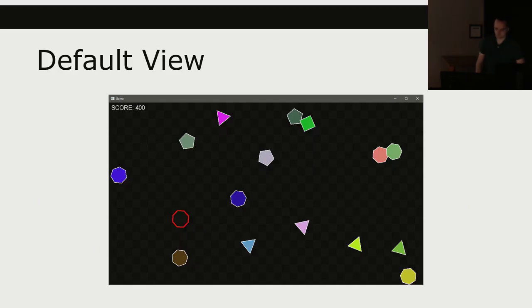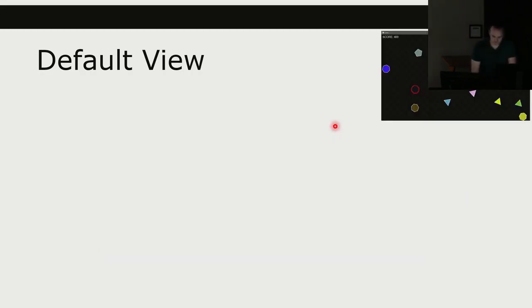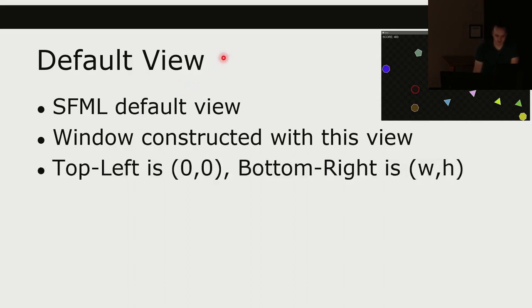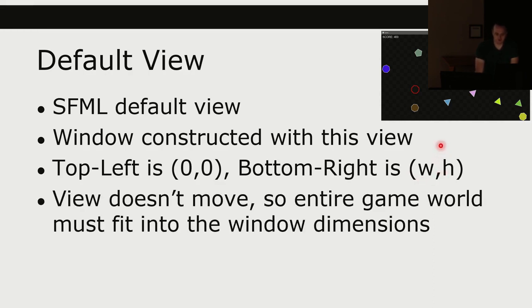So the default view that we've been using so far up to assignment 3, because in assignment 3 you're going to have to follow Mario as he jumps around, or Mega Mario as he jumps around the level. The window is constructed with a default view. And as I said before, the top left of the default view is the game position 0, 0, and the bottom right is width, height. And this view doesn't move.